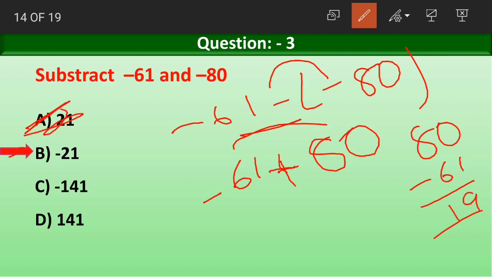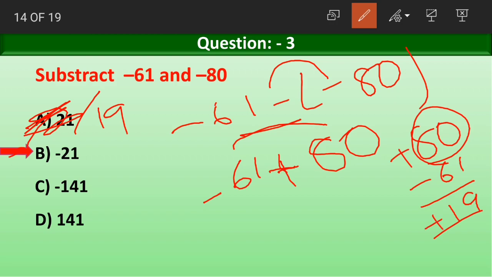19. Oh sorry, it is not 21, it is 19. I just looked. Sorry, the option given here is wrong. The correct answer for minus 61 minus of minus 80 is plus 19. Again, if you apply the rule of higher absolute value, the number with the higher absolute value is 80. It is having a positive sign, so the answer is also having a positive sign.